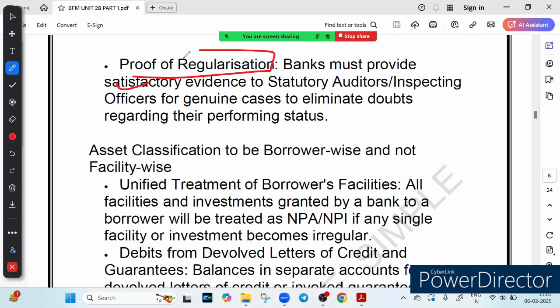Third point, regularization requires careful proof, especially around the balance sheet date. Inherent weakness must be considered. If the account shows signs of weakness, it stays as NPA, and the bank needs evidence to show that the account is genuinely performing. So what is the one question for you? What do you think happens if the loan fails to upgrade after a year of monitoring? Let's talk about it in the next slide.